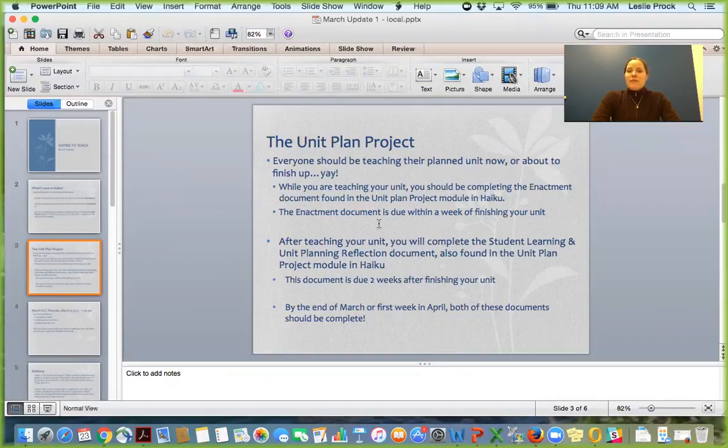After teaching your unit, you'll complete the student learning and unit plan reflection document. That's also found in the unit plan project module in Haiku, and it is due a couple weeks after you finish your unit. So teach your unit, be done with it, look at your assessments, think about the process, complete this document. I'm hoping that all of you can get this to me by either March 31st or by that first week in April, so by April 9th at the very latest, so we can move on to finishing up the last pieces of the program and everybody can get done in May.